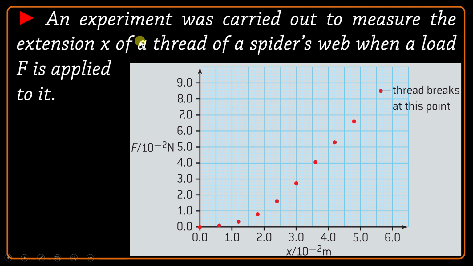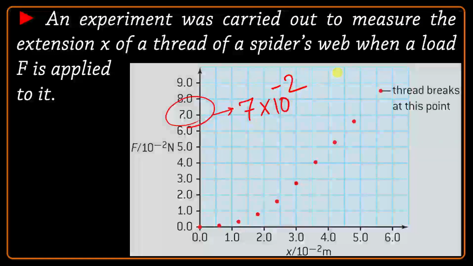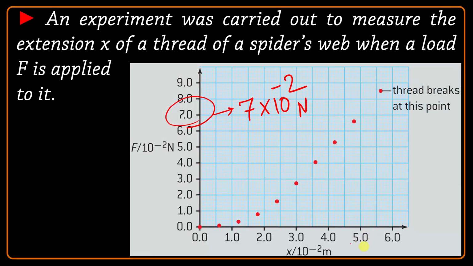Example: an experiment was carried out to measure the extension x of a thread of a spider's web when a load F is applied to it. On the vertical axis, I see the force multiplied by 10 to the negative 2. So everything I read on the vertical axis, for example this one, is 7 times 10 to the negative 2 in newtons. And on the horizontal axis, everything I read is the extension of that web. For example, 5 will be 5 times 10 to the negative 2 in meters.